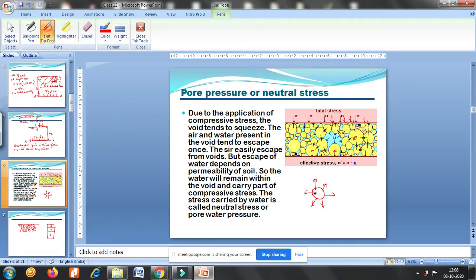One drop of water gives equal stress in all directions. Whatever water is present here will give some hydrostatic force in all directions, and that hydrostatic force given by the water is called the pore pressure or the neutral stress. Now, if we apply any compressive stress on the soil, what will happen?